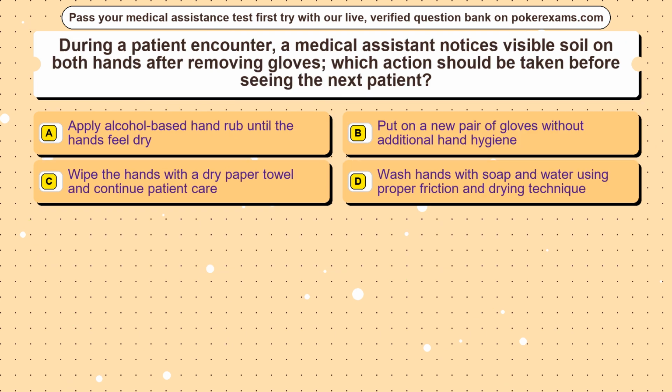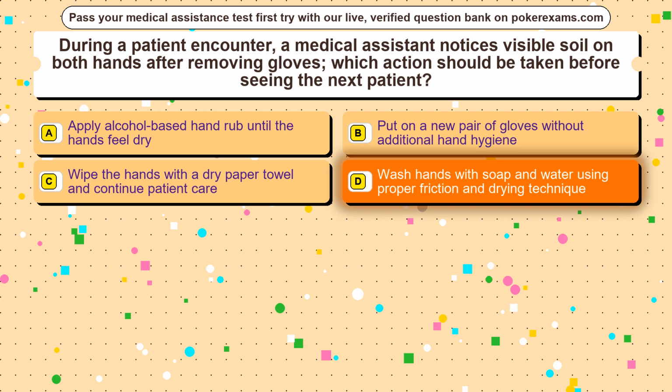Question 25. During a patient encounter, a medical assistant notices visible soil on both hands after removing gloves. Which action should be taken before seeing the next patient? Option A. Apply alcohol-based hand rub until the hands feel dry. Option B. Put on a new pair of gloves without additional hand hygiene. Option C. Wipe the hands with a dry paper towel and continue patient care. Option D. Wash hands with soap and water using proper friction and drying technique.